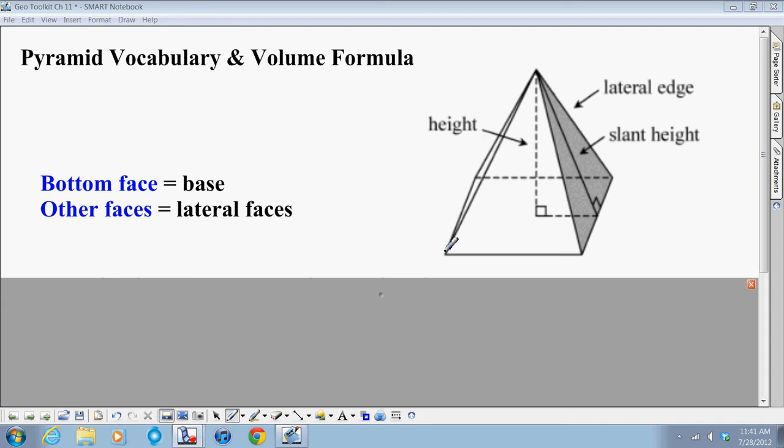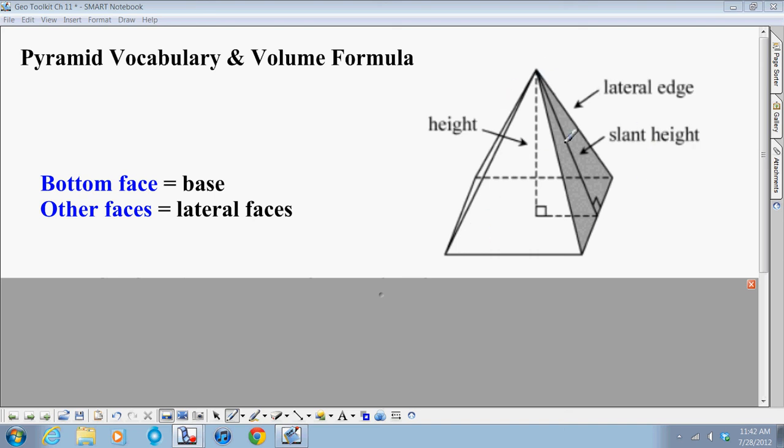So the first thing you're going to need to do is go ahead and draw this picture into your toolkit here. On this pyramid, you'll notice the bottom is a square, and coming up from each of these vertices of the square, it comes up to the point in the middle, and it creates actually 4 different triangles here. We have the height, which is from the center of the square on the bottom directly up to that top point, and we also have what we call lateral edges.